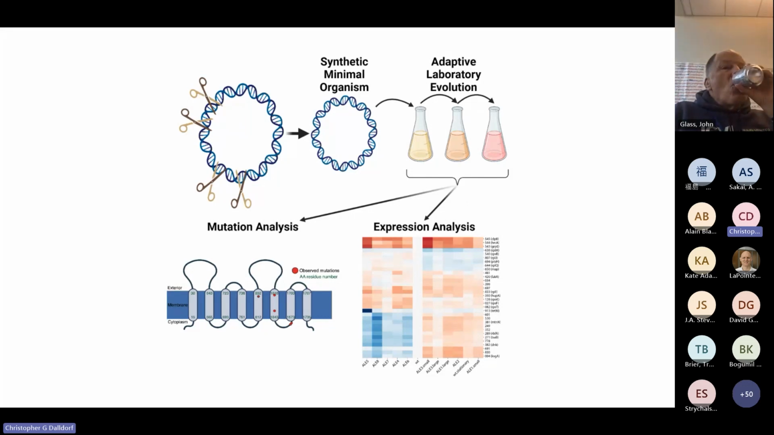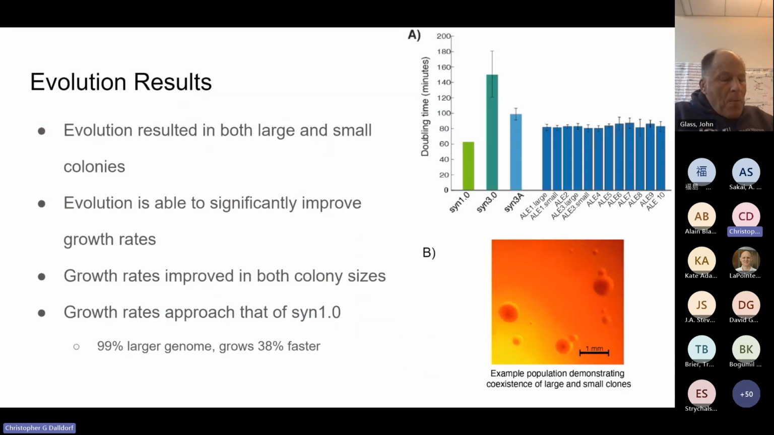So the overall results: this evolution, as you can see in panel B here, resulted in these large and small colonies, which there really are no clear differences to, but I just think is interesting to note. But the good results: evolution is clearly able to significantly improve growth rates. They improve similarly in both colony sizes, and they start to approach that of syn 1.0, which is really promising to show that evolution can improve growth rates even in this minimal organism.